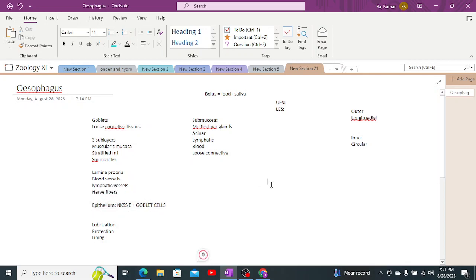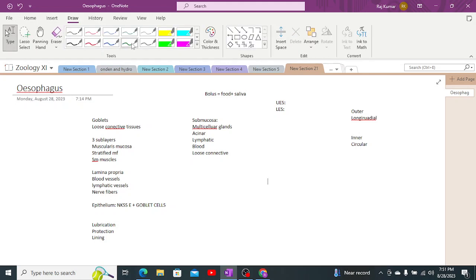Apart from this, when it comes to the structure of esophagus, let me just draw it over here. Suppose this is a tube, which is esophagus. Upper one third of the esophagus from the gullet is made up of skeletal muscles. The middle one third is made up of skeletal as well as smooth muscles, and the downward one third of the esophagus is made up of smooth muscles only.